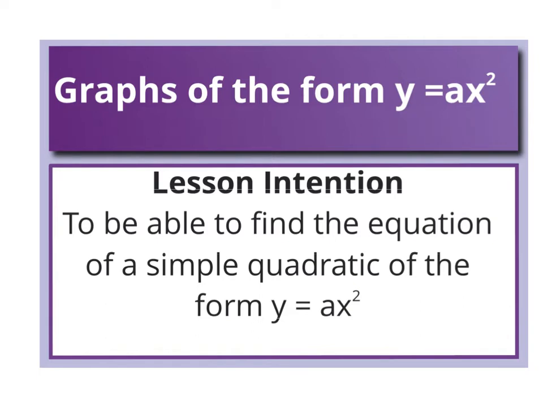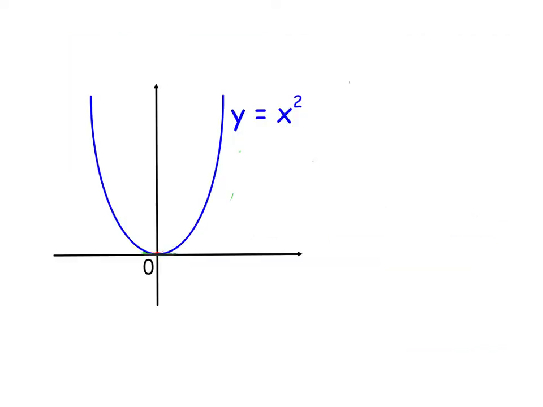Now, the only information you're given in these questions is a little picture and a random coordinate somewhere on the graph. Before I continue, let me remind you of the most basic quadratic graph. This is the graph of y equals x squared. Once we start to put numbers in front of it, it changes the graph slightly.